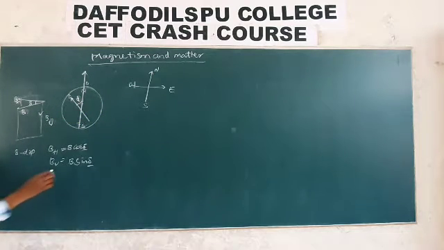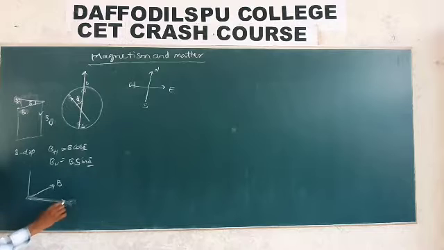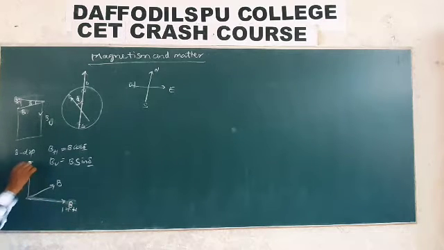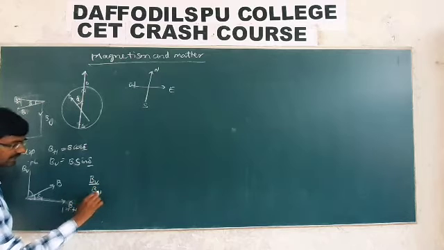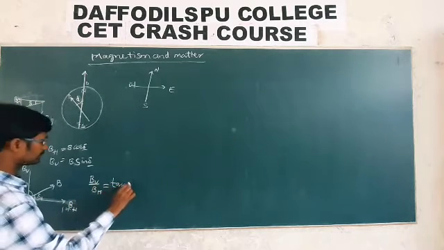Let us take a magnet with field B. Here is BH, and this is B. In the first plane and the second plane, the angle of dip in the first plane is delta 1, and the other angle is 90 minus delta 1. Therefore, BV by BH is equal to tan delta.